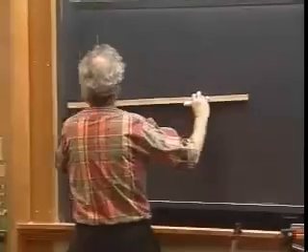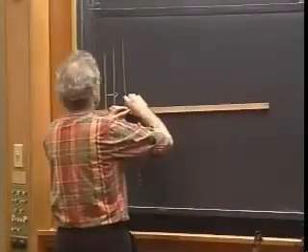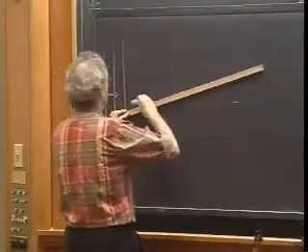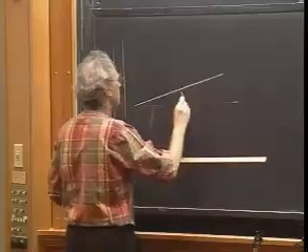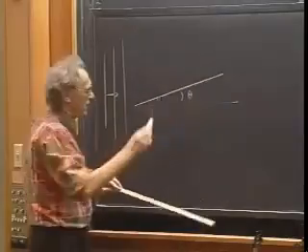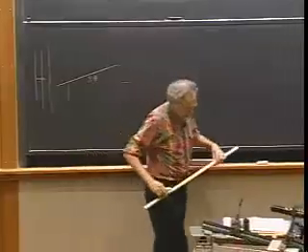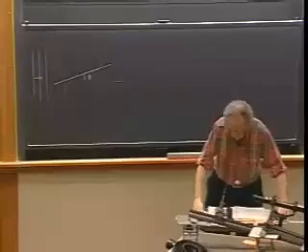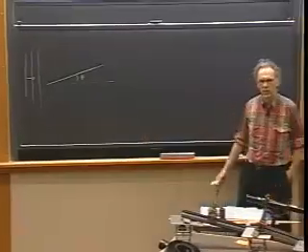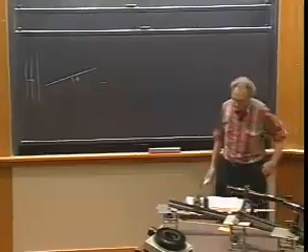And the question now that we want to answer is, if we look in a direction theta away from the normal to that screen, what is then the light intensity that you will see as a result of the interference of all these Huygens sources?